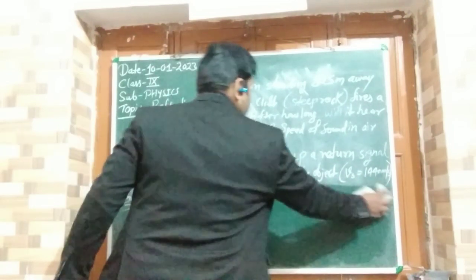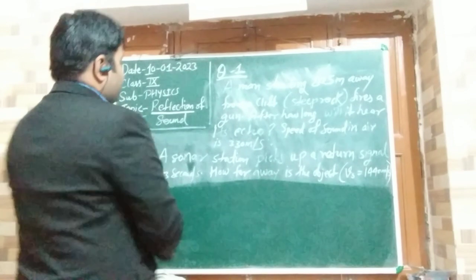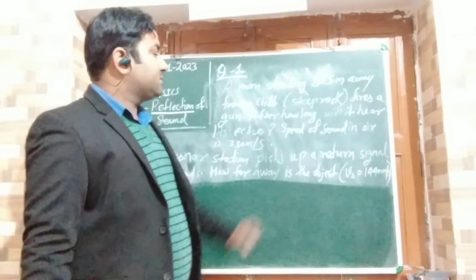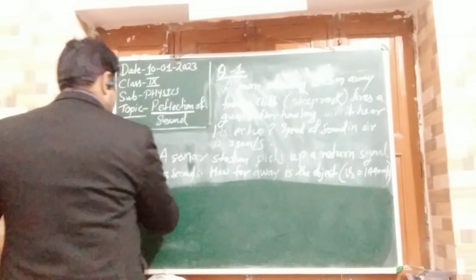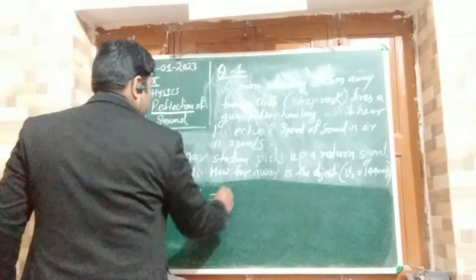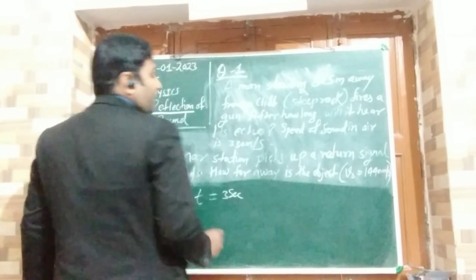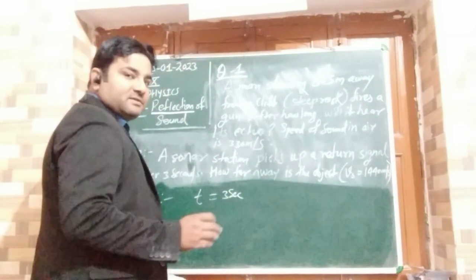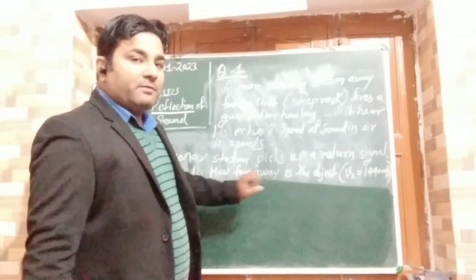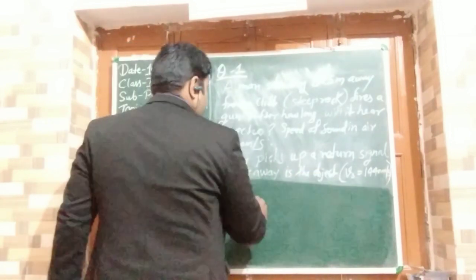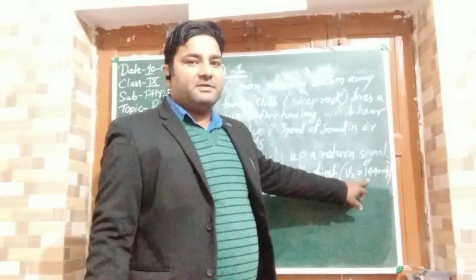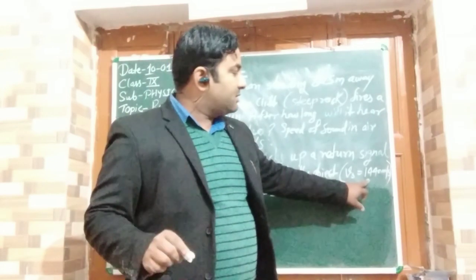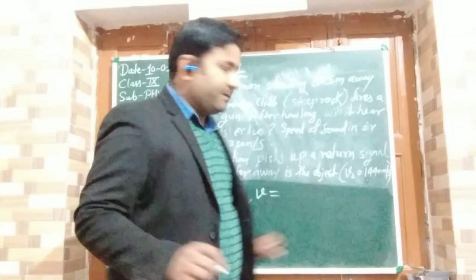See the second question. A sonar station picks up a return signal after 3 seconds. Means in solution 2, t is equal to 3 seconds is given. And how far away is the object? It means you have to calculate the distance. And further, speed is given: Vs, the speed of sound in water, is 1440.